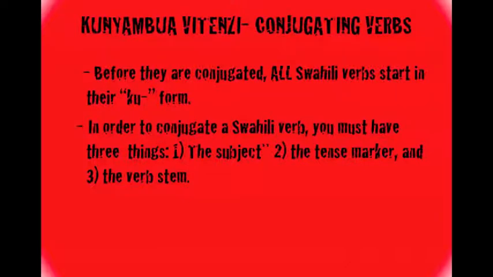So, conjugating verbs. Before they are conjugated, all Swahili verbs start in the ku form. So, conjugating Swahili verbs, as you guys will learn very shortly, is pretty simple. There's not a bunch of tricks as there are in European languages such as French and Spanish. It's pretty straightforward. And in order to conjugate a Swahili verb, we're going to need 3 things. The first being the subject, the second being the tense marker, and the third being the verb stem.